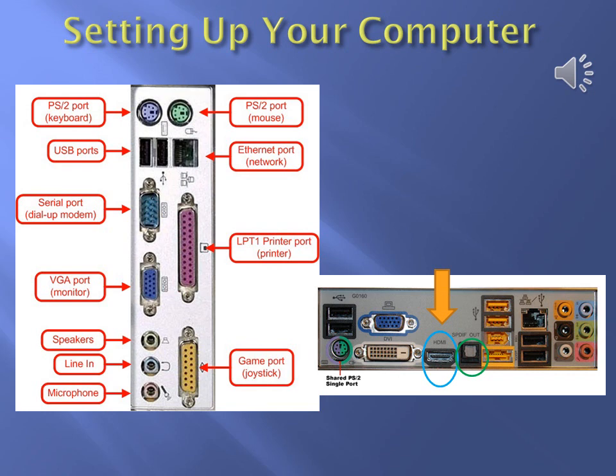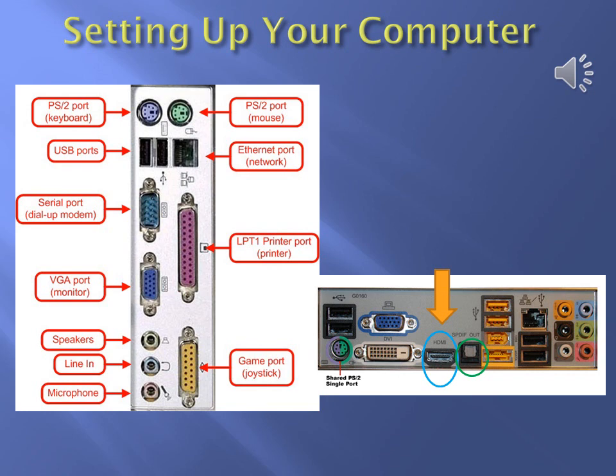But then again, you've got your speakers, and it's also indicated to you with a speaker next to it, so you know your line in would be like your headset or your microphone. And your microphone is down below. So you can see all of the different features that you may possibly have on the back of your system unit or tower. Now on the right-hand side, we have a little bit more of a common look of what the computers nowadays that you would purchase might look a little bit more like.